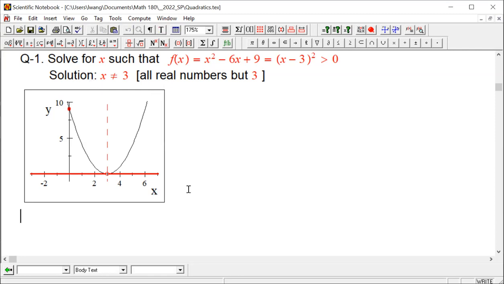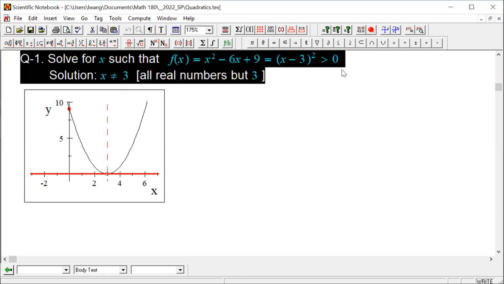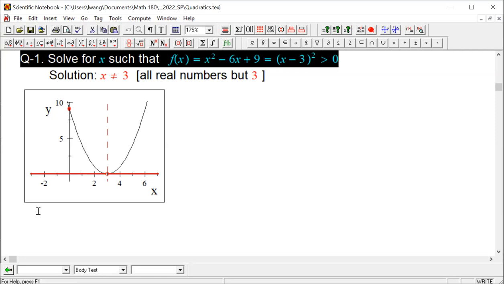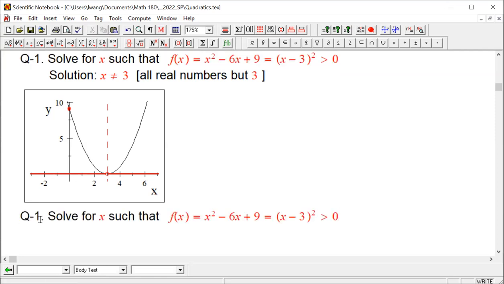Okay, question number 2. I say solve for x so that the solution is less than 0. What do you say about that? Less than 0. What will be the solution? No solution, right? No solution.